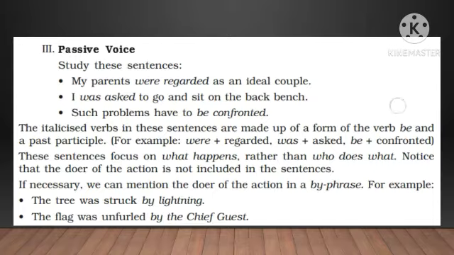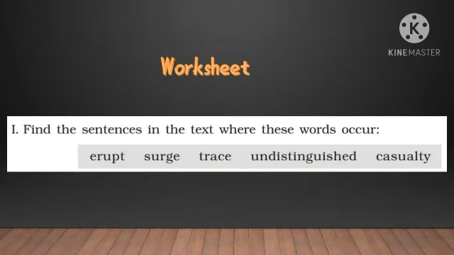What we have now is a bit of textbook work. Find the sentences in the text where these words occur: erupt, surge, trace, undistinguished, and casualty. Just find from the textbook the sentences where these words come.